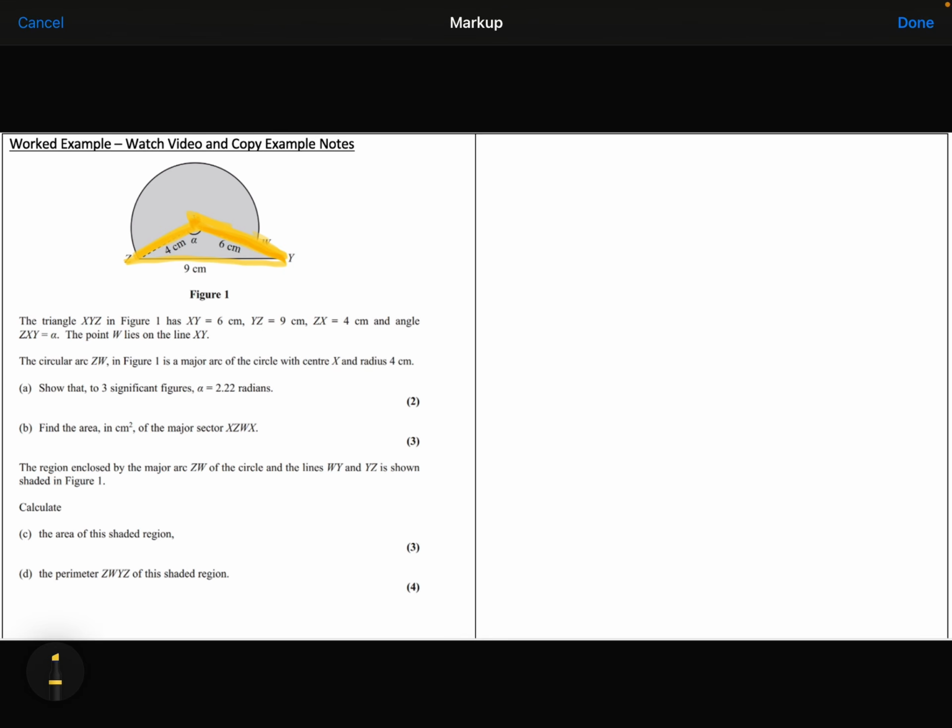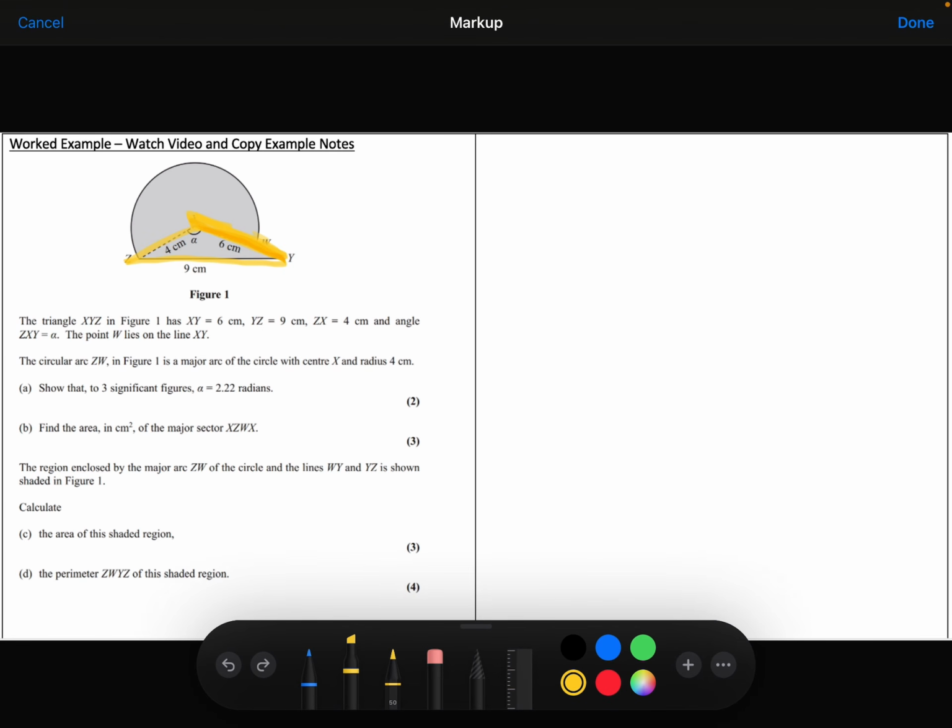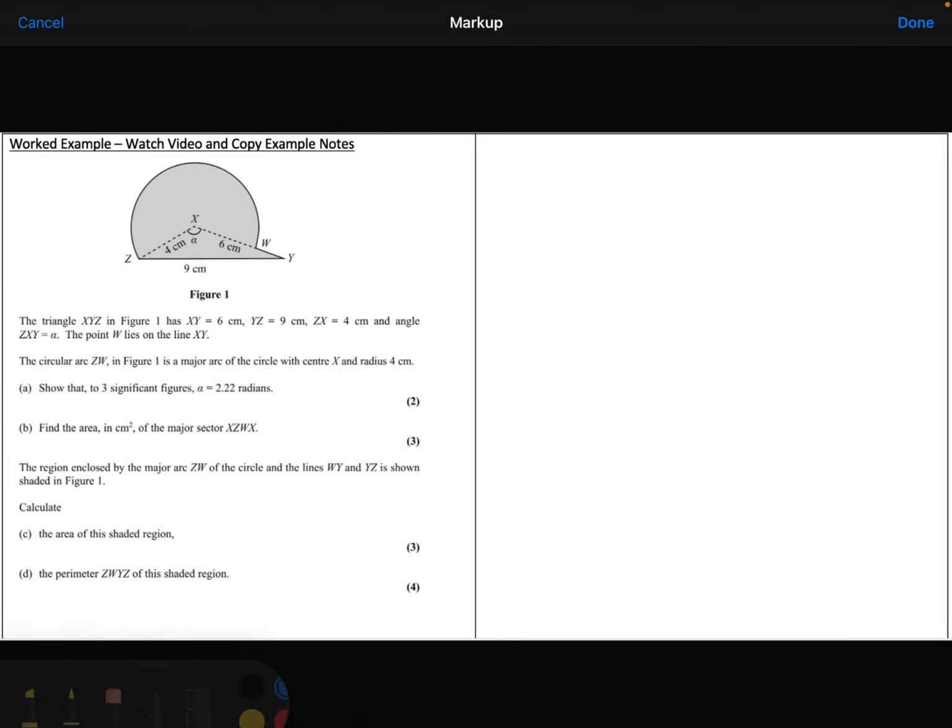We're told that the point W lies on the line XY. The circular arc ZW is a major arc of the circle with centre X and radius 4. Show that to 3 significant figures, alpha is 2.22 radians.